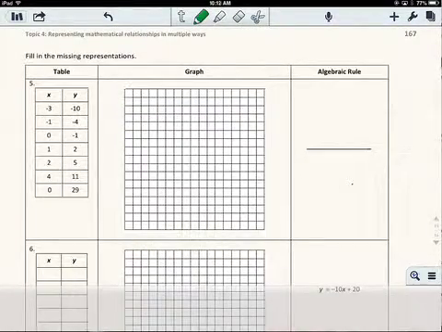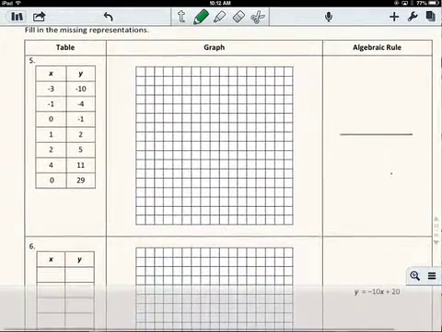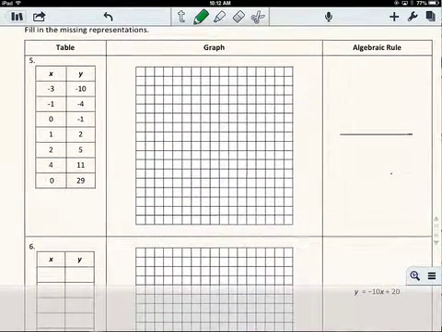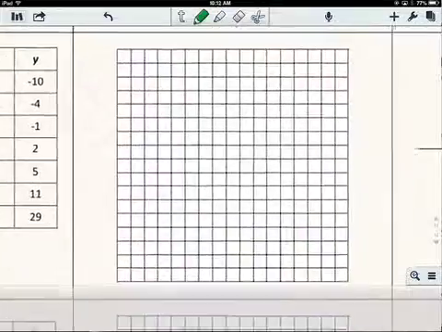Fill in the missing representations. I'll let you know that there is a test question on this unit test that is exactly like this. So it's worth taking this part really seriously. You might want to try it on your own and then come back and see if you work along with me if you get the same thing. I'm going to go ahead and start with the graph.